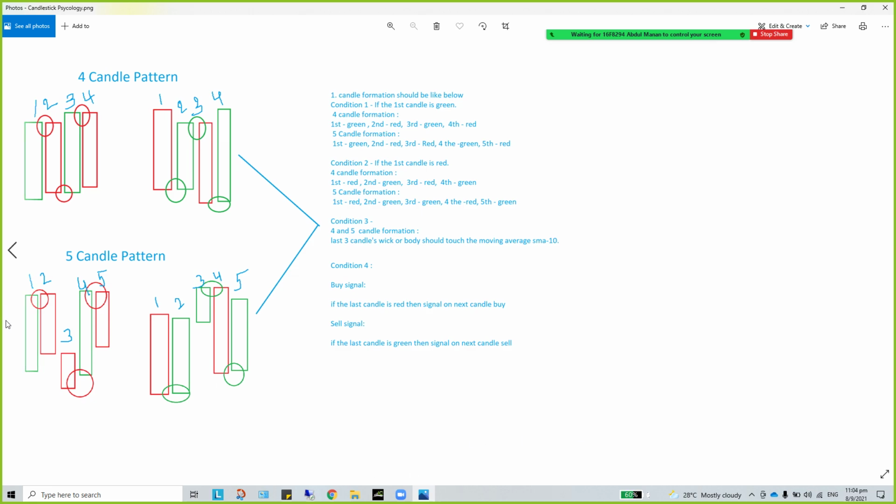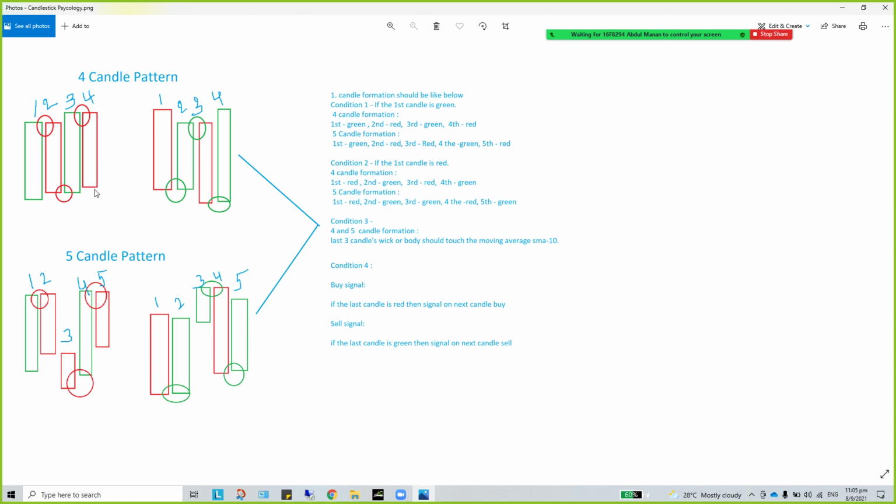We have to find the candle patterns, four candle patterns. Is this possible? Can you finish it quickly? Yes, this pattern is possible. This is four candles and four candles, and this is five candles and five candles. Whenever you get the signal, the next candle after the pattern should be the opposite of the last candle.